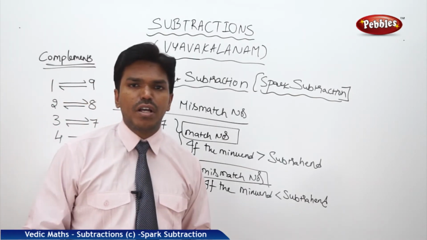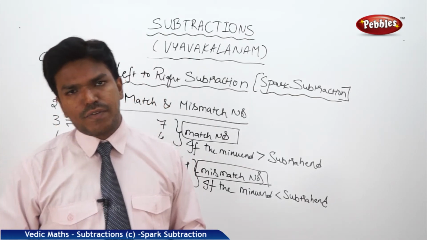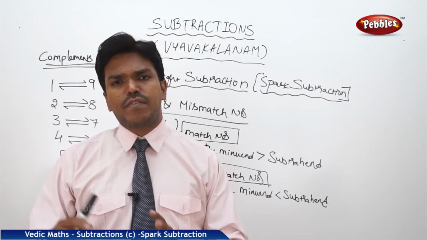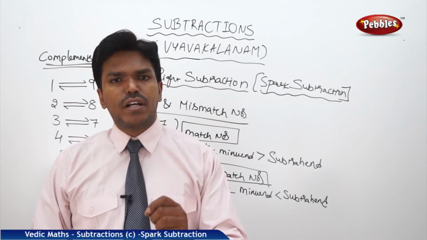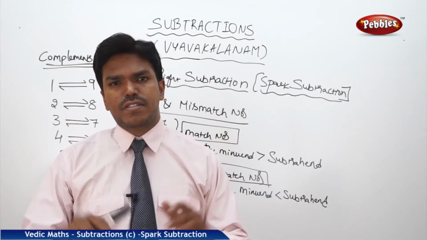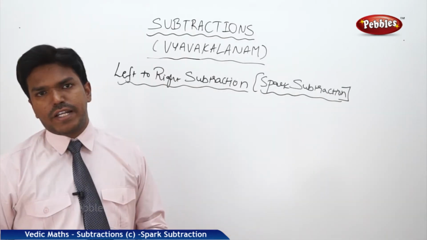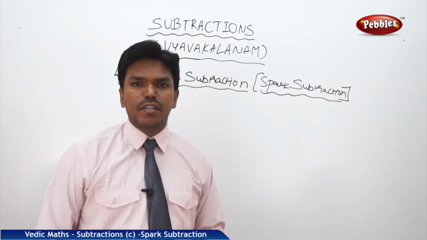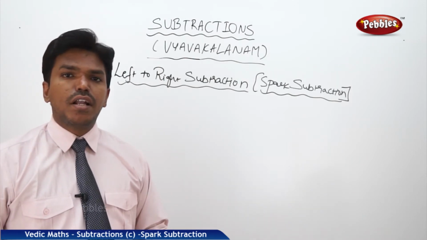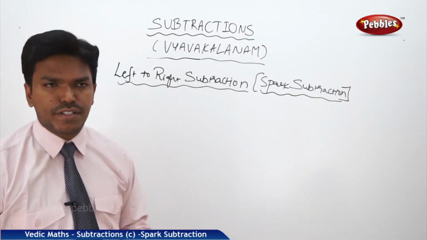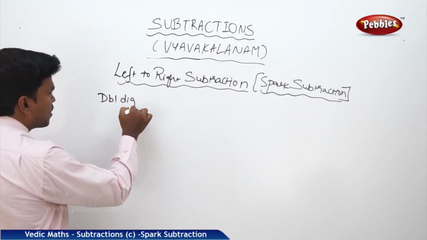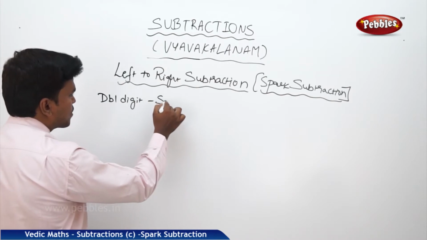Now we will go into the actual subtraction method, which is the easiest one in Vedic maths when you compare it with any other conventional method, because we get the answer within a single line without any borrowings and without using any fingers. Now we will start the left to right subtraction, that is the spark subtraction method, with double digit minus single digit. First we will discuss double digit minus single digit.